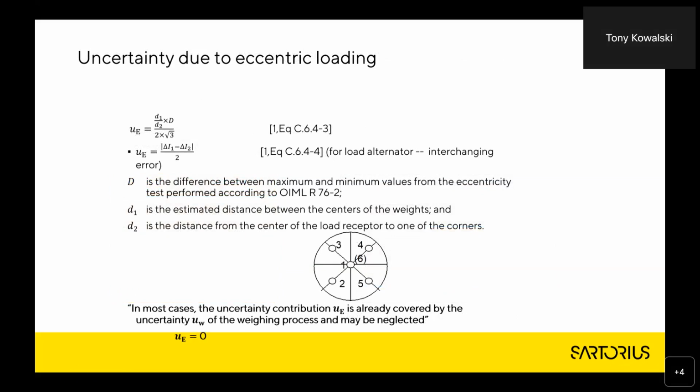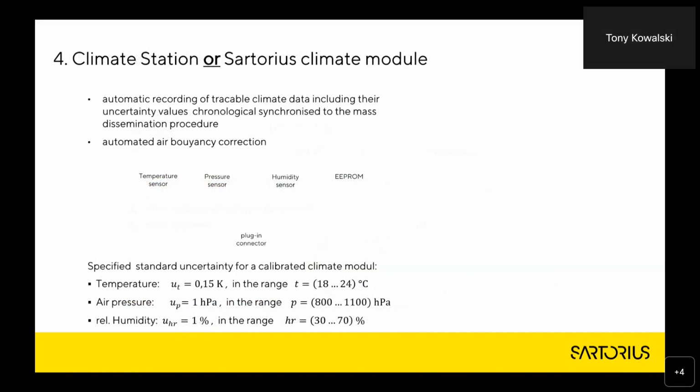Corner loading error, we've mentioned. And these are the likely contributions in the air buoyancy. So your sensor will have an uncertainty for temperature, an uncertainty for air pressure, and an uncertainty percentage here for the humidity. So all of these are important parts to calculate the overall uncertainty from the air buoyancy correction.